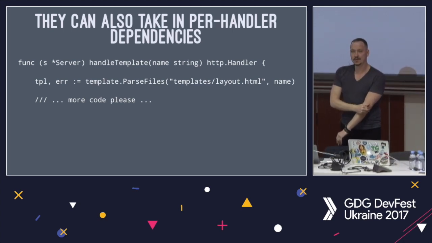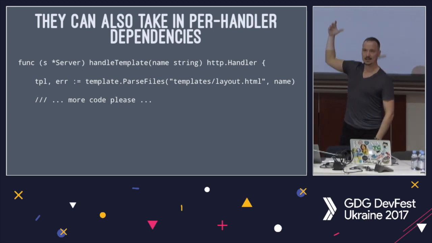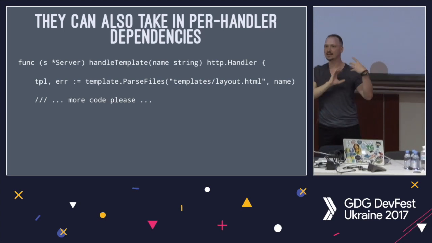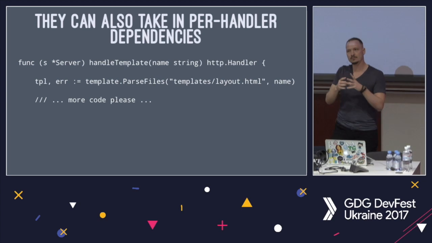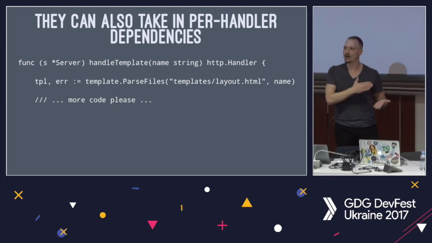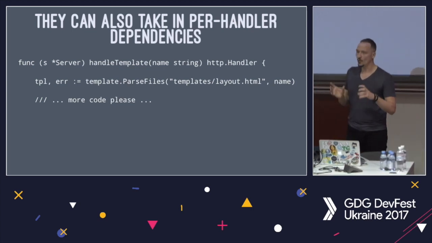You can also take arguments here too, if you have it as a function. So you can see here, handle template, I'm taking a name in, so that returns a handler that's going to handle that. And you can pass in other things too that are maybe other dependencies that are only specific to that particular handler or a few handlers. And you don't want it on the server.